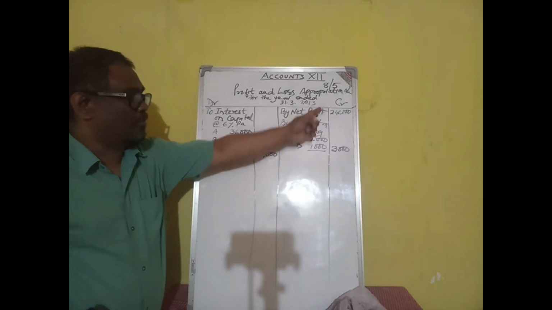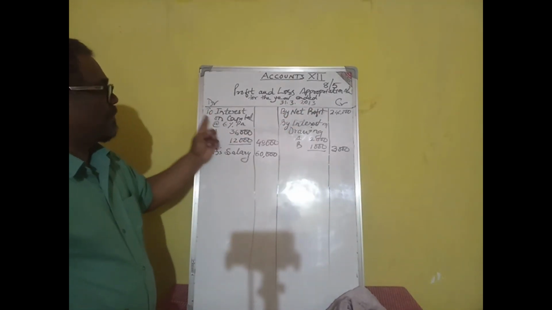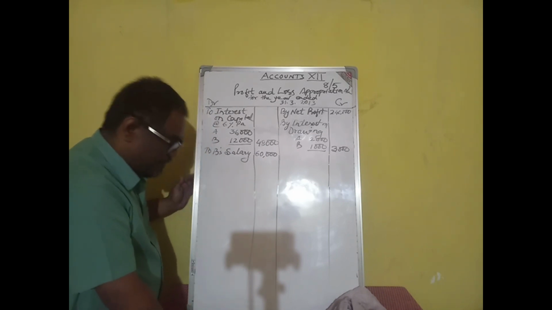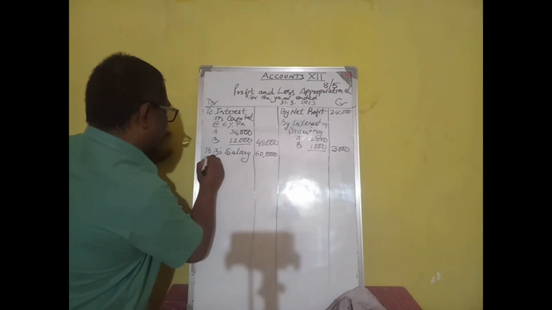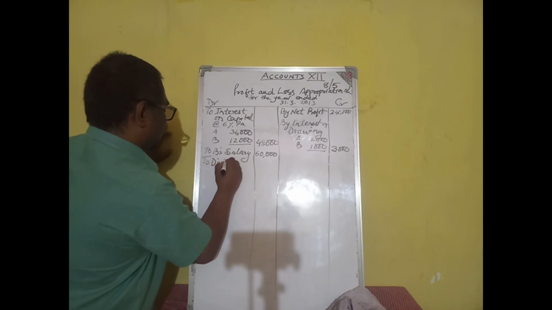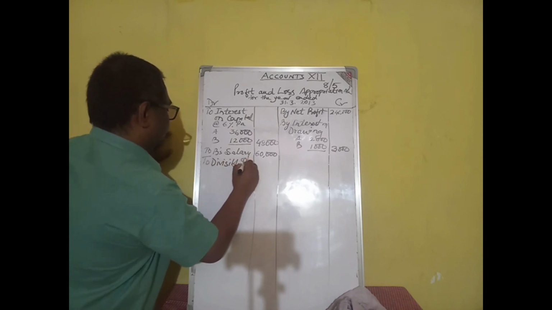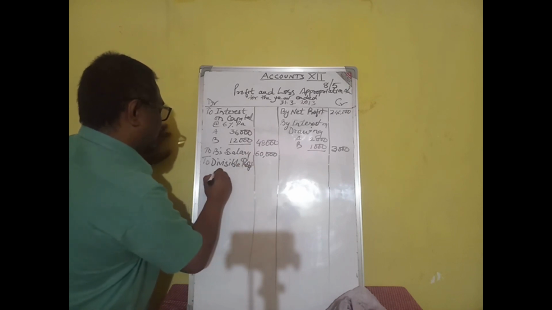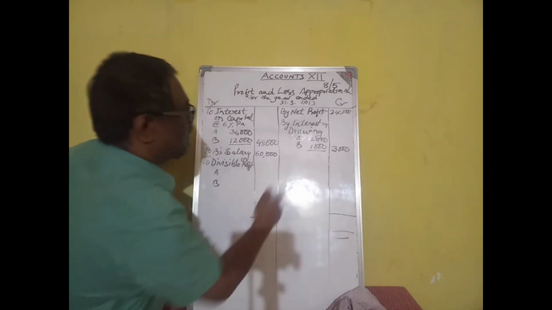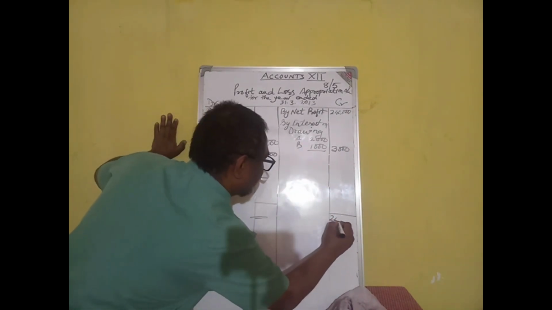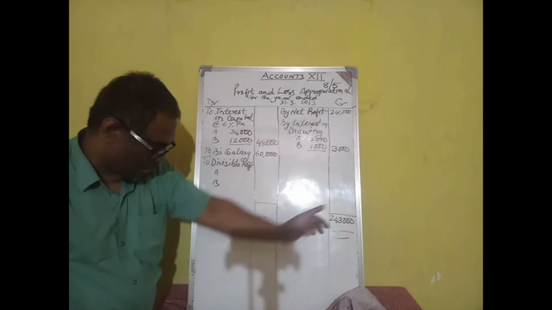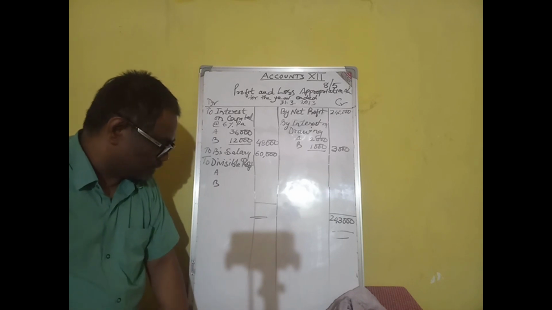First, by net profit brought down, interest on drawing and interest on capital are debited, and B is getting a salary of 60,000. So okay. So here we will get the divisible profit now. Divisible profit of A and B. So here 2,40,000 plus 3,000, 2,43,000.